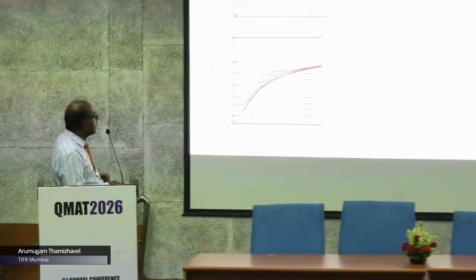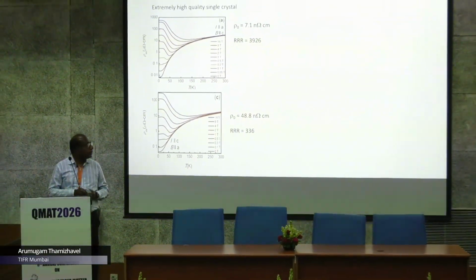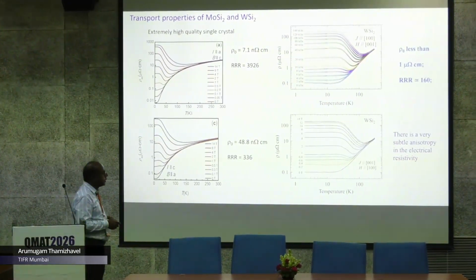So this is the transport measurement on MoSi2. You can see that the residual resistivity reaches the order of 7 nano ohm centimeter. If you calculate the RRR, it is close to 4000. This tells that we have obtained extremely high quality single crystals. This is with current parallel to the A axis, and this is with current parallel to the C axis. When you apply the current along the C axis, the RRR is about 350. So this is for MoSi2, and for WSi2, the RRR is about 160 here.